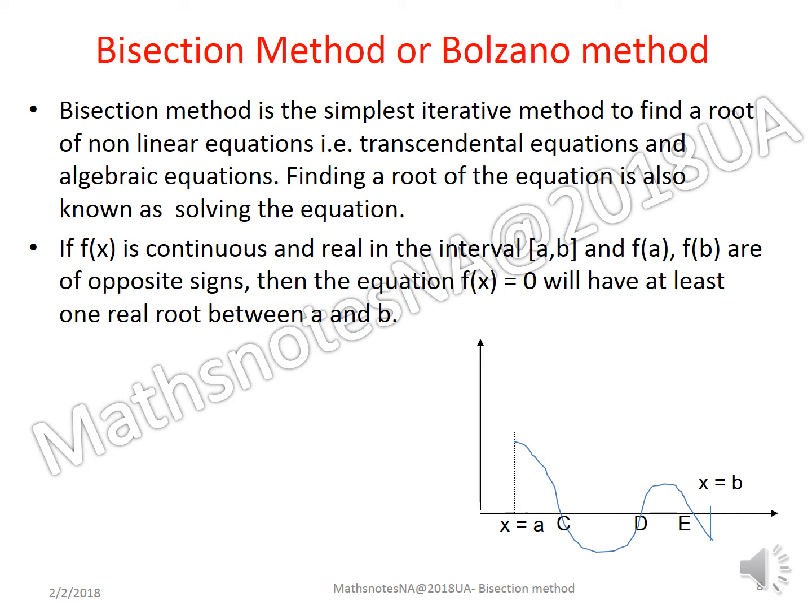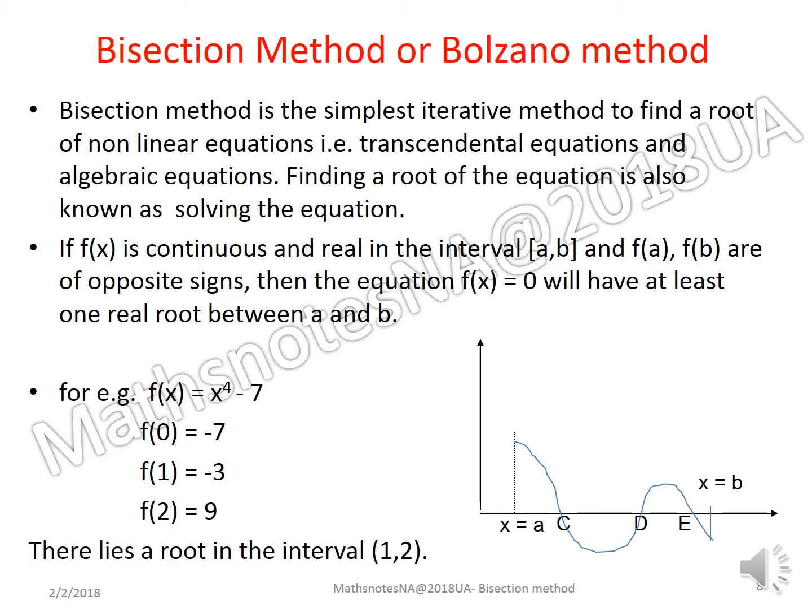In the figure, an interval x = a and x = b is given, and curve cuts x-axis at 3 places in this interval. It means the curve is having 3 roots. Now let's take one more example. f(x) = x^4 - 7. We calculate function value at x = 0, which is -7. We take function value at x = 1, which is -3. Function value at x = 2 is equal to 9. Therefore, there lies a root in the interval 1 and 2.